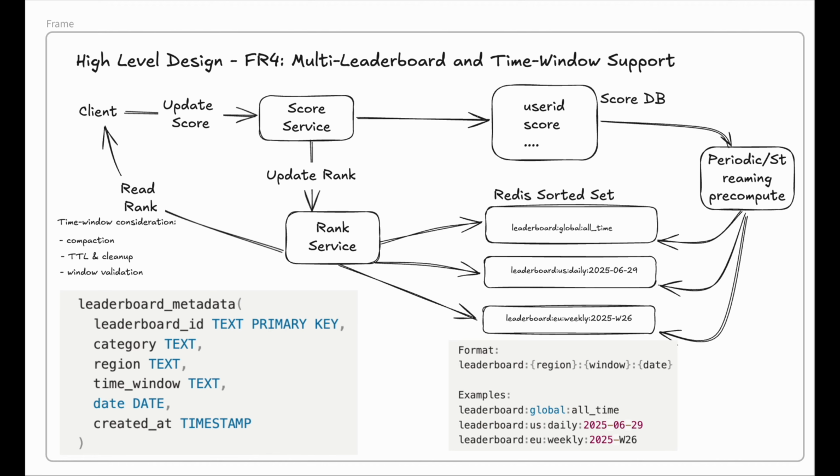With this, we've covered all 4 core functional requirements: submitting scores, querying top results, looking up user ranks, and managing multi-dimensional time-based leaderboards. In the upcoming deep dives, we'll explore how to scale this system to handle millions of users, optimize for cost and latency, and deal with real-world production challenges. Let's dive in.